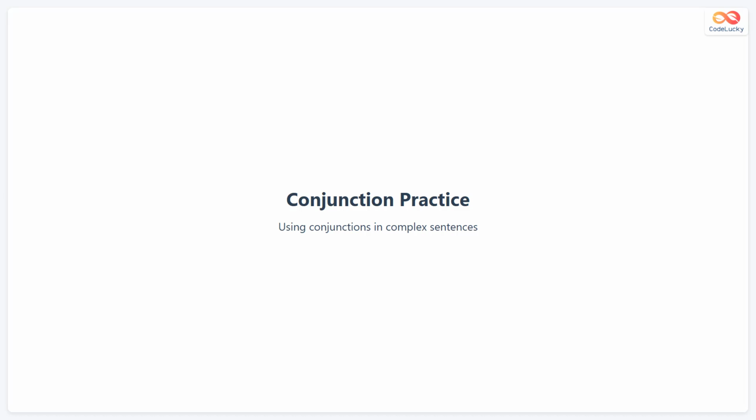Conjunctions are words that connect other words, phrases, or clauses together in a sentence. They help create smooth flow between related ideas and build more complex sentences. Today, we practice using conjunctions to make better English sentences.